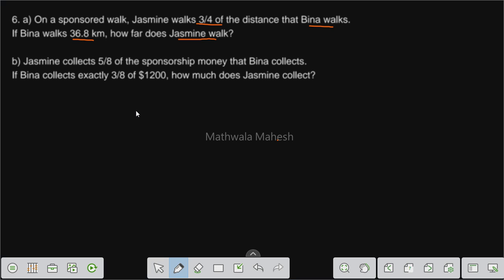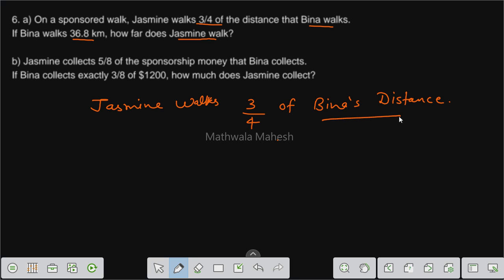Okay, we know that Jasmine walks 3/4 of Bina's distance. Okay, so if we have to find how far Jasmine walks, then we have to find Bina's distance. So what is Bina's distance?